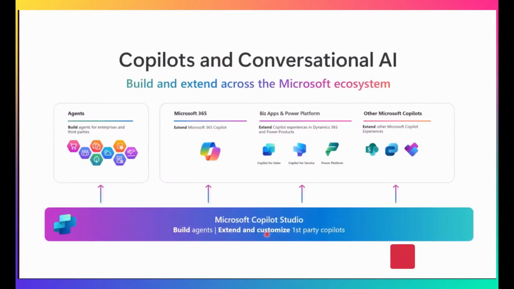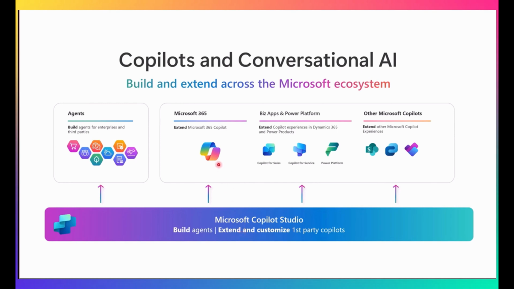Let's first understand the overview of Copilot Studio. Microsoft Copilot Studio at the core empowers you to innovate, build intelligent agents, extend AI-powered experiences, and customize Microsoft first-party copilots to align with your vision. With Copilot Studio, you can build intelligent agents for enterprise and third parties. Those agents handle tasks like customer support, sales assistance, and workflow automation, personalized for your business.